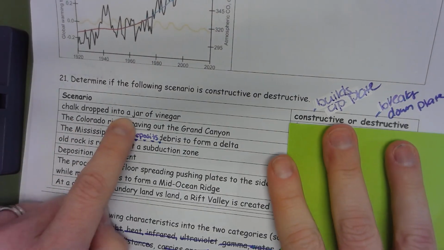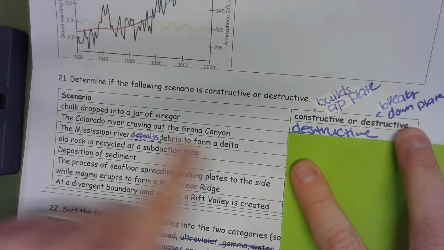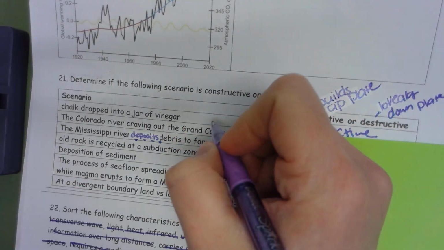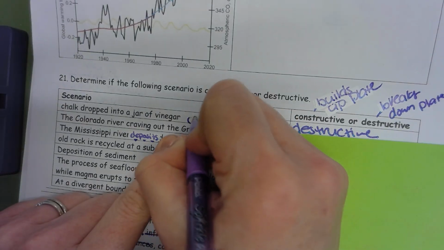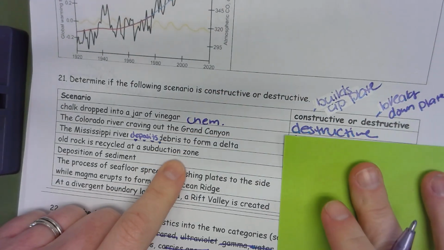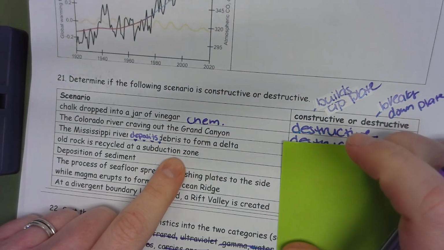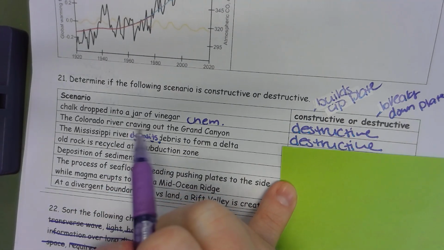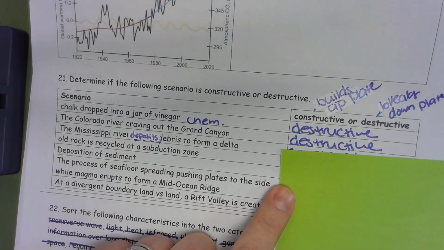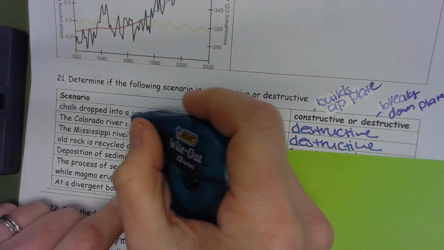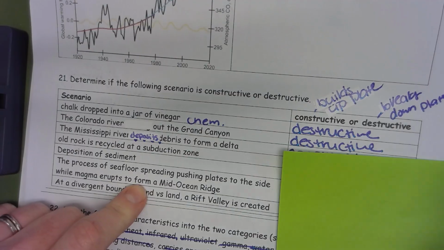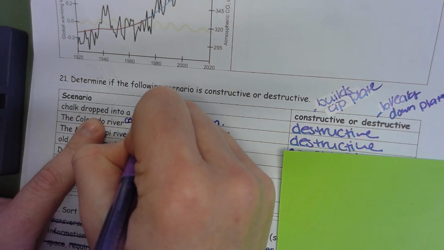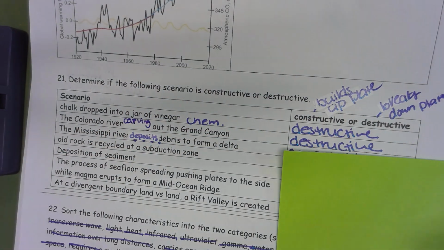All right, chalk dropped into a jar of vinegar. That is destructive, and specifically we can say that's a chemical change, right? Because the vinegar is going to dissolve the chalk. That's a chemical process. All right, the Colorado River carving out the Grand Canyon, that is destructive. Oh, that says craving. C-A-R-V-I-N-G. It should say carving out the Grand Canyon.